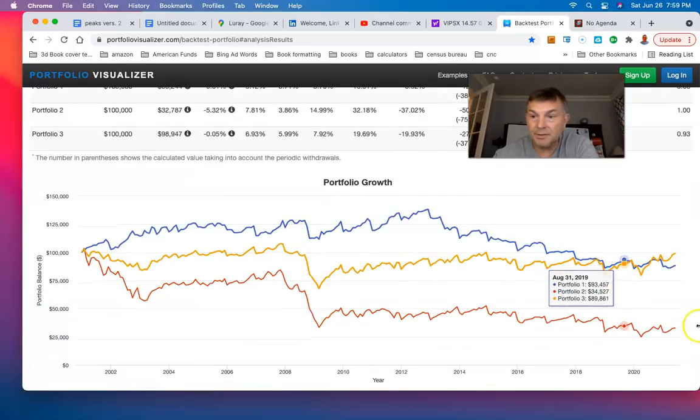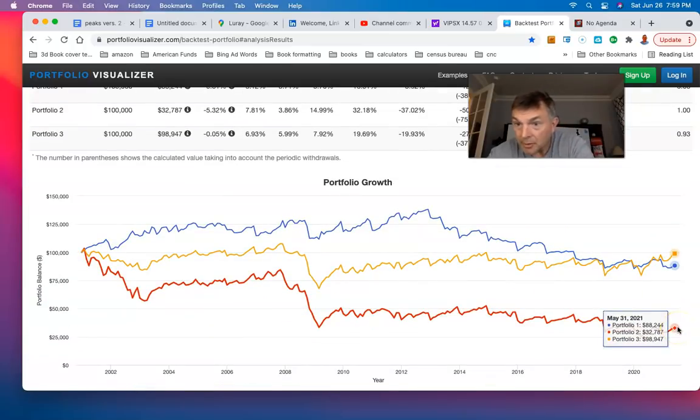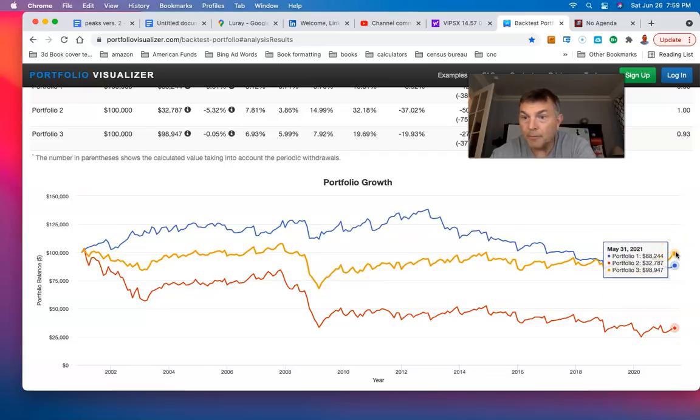S&P 500 is down to 32,000, and the 50-50 portfolio is at 88,000. That's exactly 98,000. So taking 5,000 a year adjusted for inflation, the 50-50 portfolio is at 88,000. Right back, almost even where you were after taking 5,000 a year adjusted for inflation.